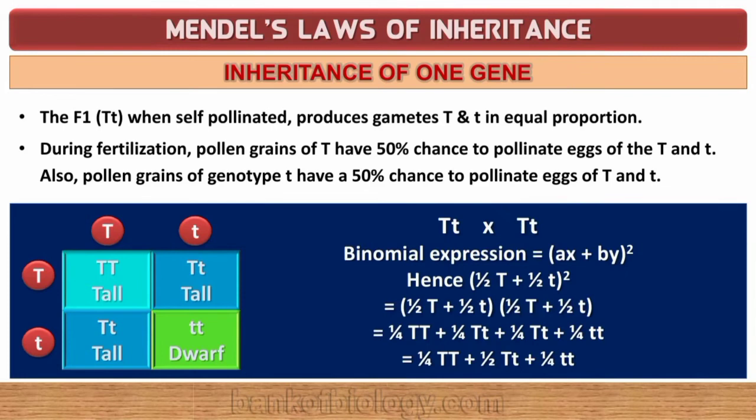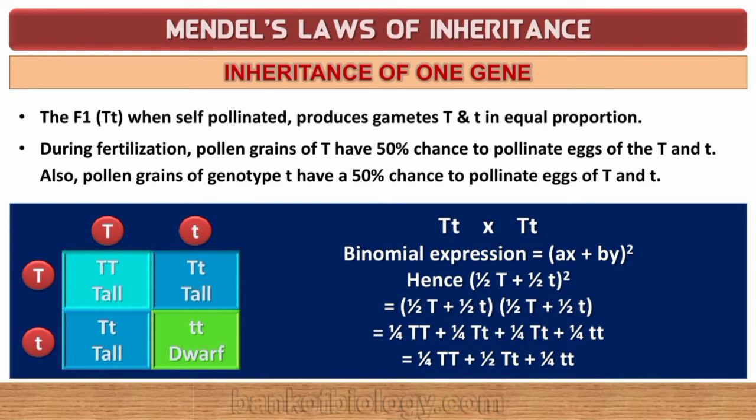If we represent it in the form of a binomial expression, then we can say that half chances, 1/2, were for capital T, and half chances, 1/2, were for small t. Then we will multiply both of them, and that will result again in 1/4 chance of tall true breeding homozygous, 1/2 chance of heterozygous tall, and 1/4 chance of the dwarf homozygous.